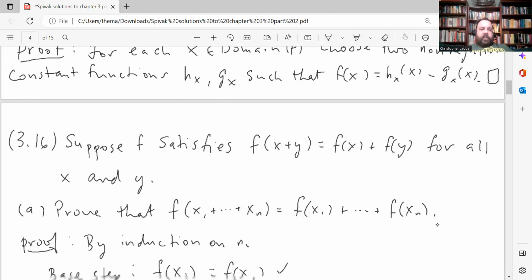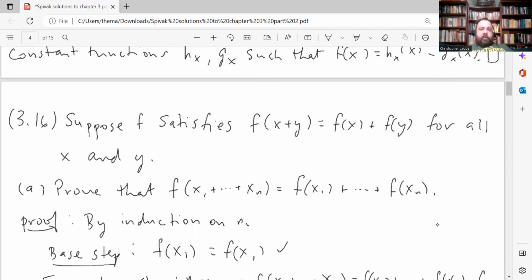Okay, 3-16. Suppose f satisfies this functional equation, f(x plus y) equals f(x) plus f(y) for all x and y. Let me just move this out of the way. Okay, part A, prove that f(x1 plus ... plus xn) is equal to f(x1) plus ... plus f(xn).